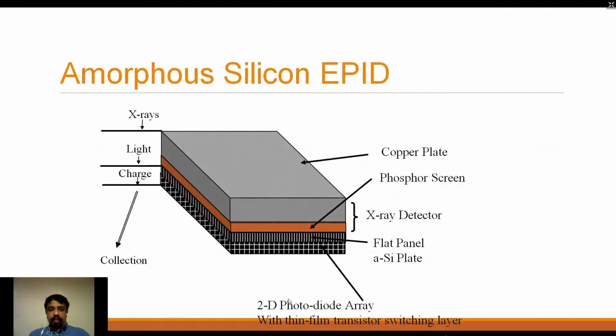Okay, this is what the amorphous silicon panel looks like. They have a build-up plate, a copper plate, and once the X-ray falls, it filters most of the scattered X-rays, and only the X-rays which passed through the patient flow onto the phosphor screen, which is made up of gadolinium oxysulfide, and this phosphor screen converts all these X-rays to visible light. And in the amorphous silicon, each pixel will capture this light and process the images.